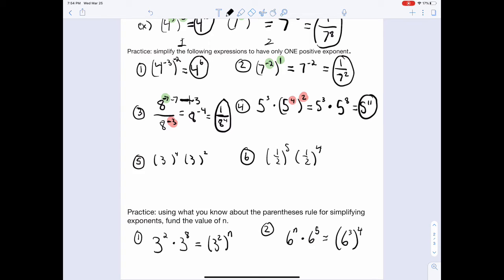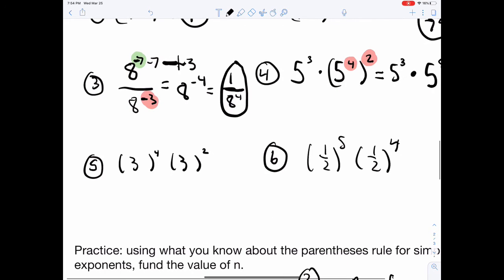So we just did the parentheses rule first there, and then we were good to go. Number 5 is a little tricky. We have parentheses, so we're going to have to use this parentheses rule, but there's no number there. Remember, there's a 1 there if it's not there. It's implied. It's like the hidden math.